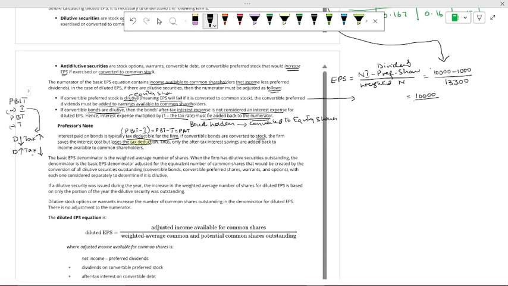If convertible bonds are converted to stock, the firm saves the interest cost but loses what? The tax deduction. Thus only after-tax savings are added back. We have to make sure how the conversion of debt into equity shares will have its implication on the EPS. This we will do now, the basic. Are you clear about this?